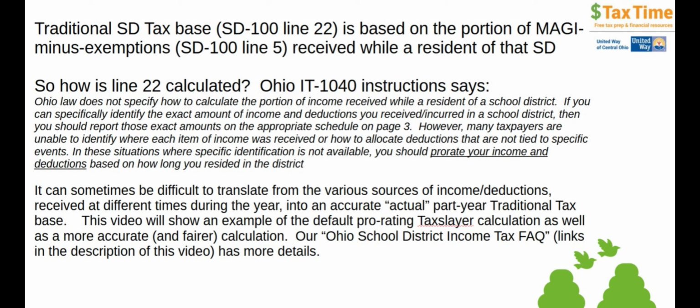So we know that sometimes that can be difficult to do, to get the exact amount, because you may get incomes at different times of the year. You may have different paying jobs at different times of the year. What we're going to do in this video is give an example using the prorated method, and then we're going to drill down a little bit more deeply to show how we can get a more accurate and in some cases a fairer value to use for the taxable income.